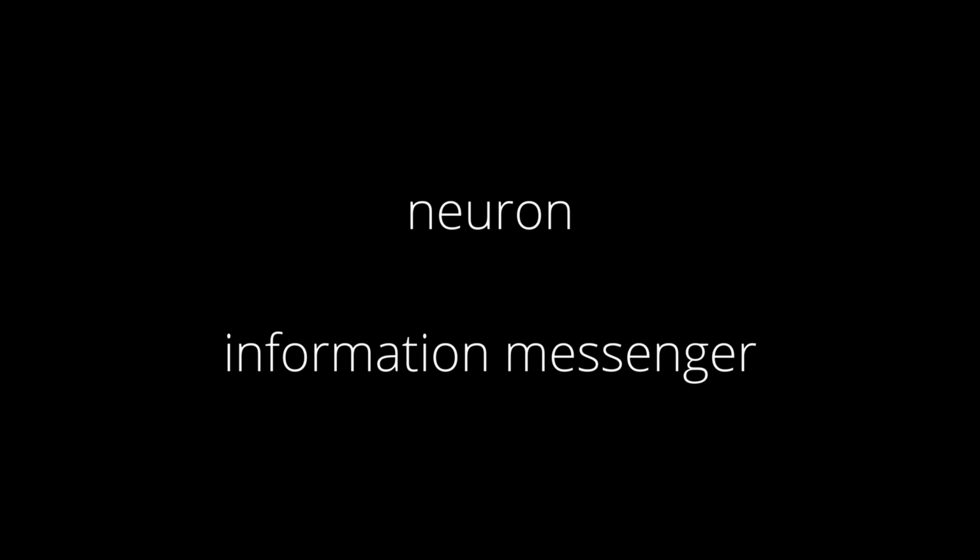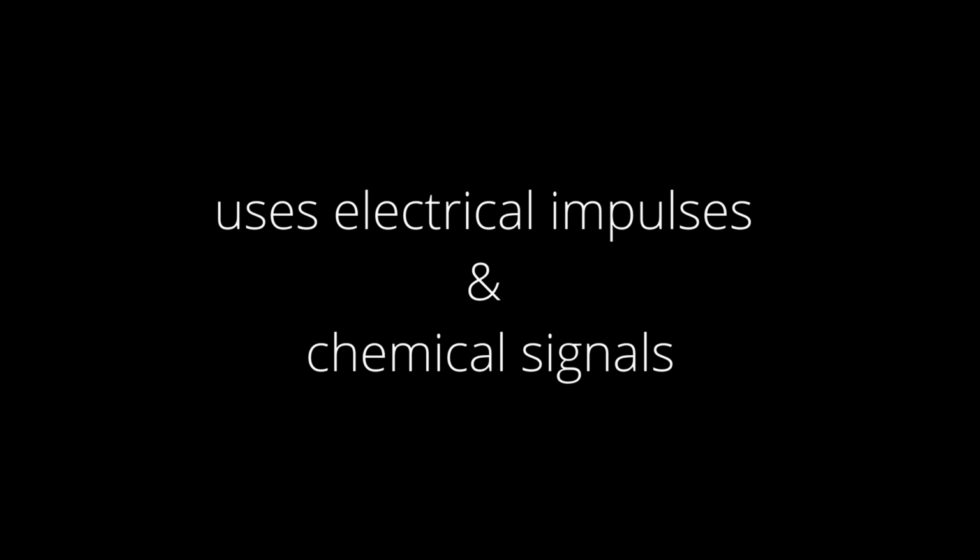Neurons are information messengers. They use electrical impulses and chemical signals to transmit information between different areas of the brain and between the brain and the rest of the nervous system. Neurons are immensely complicated and have amazing structures.